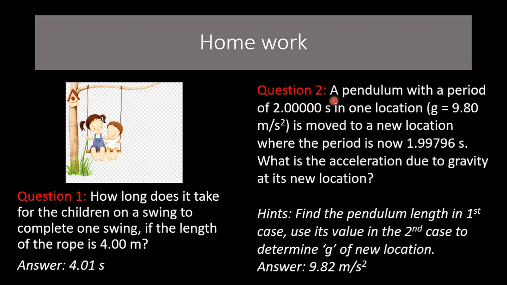Question number 2 is: a pendulum with a period of 2 seconds in one location that has a g of 9.8 ms inverse 2. The simple pendulum has moved to a new location where the time period is now 1.99796 seconds. So the acceleration is changed. What is the acceleration due to gravity at the new location? The answer is 9.82 ms inverse 2. So here you are provided with the hints. You can use it to solve the problem.